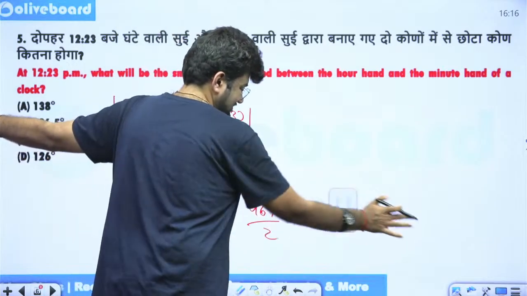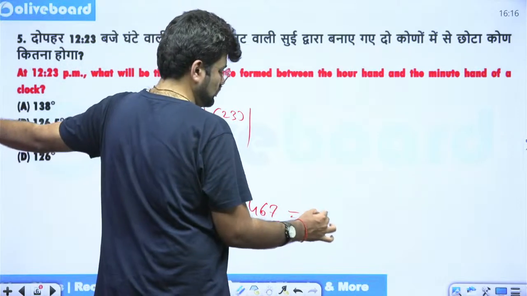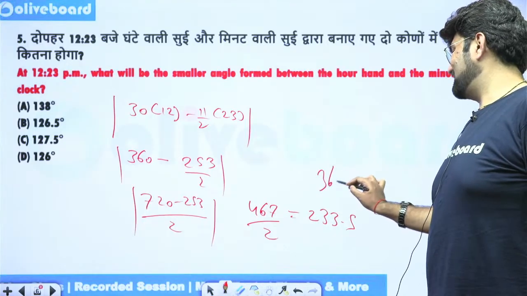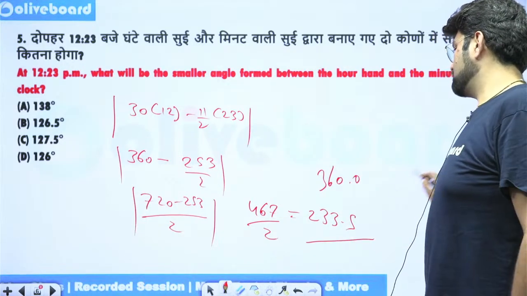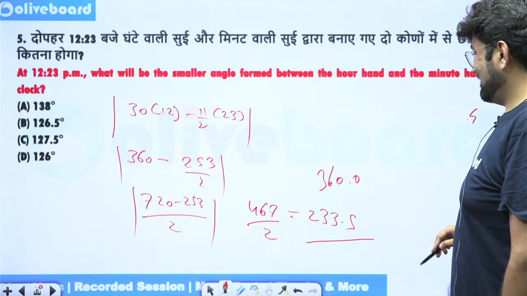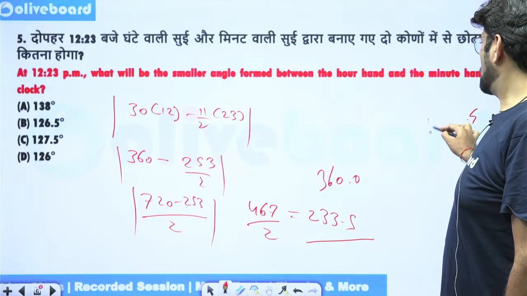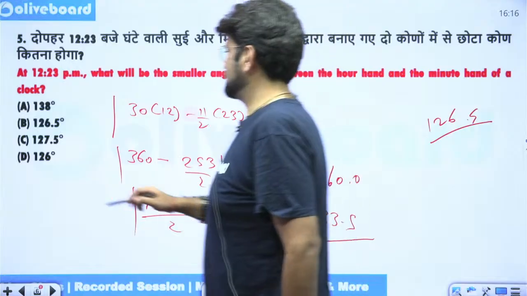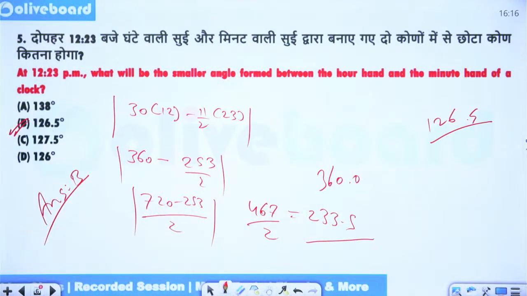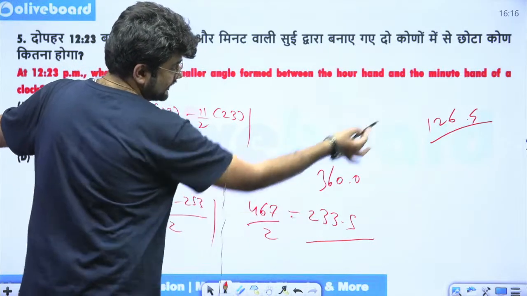We want... oh, smaller angle. 233.5. Track this one. I've asked you the smaller angle, so we will find the reflex version. Okay, this is the largest angle, the reflex angle, so we'll find the acute version.